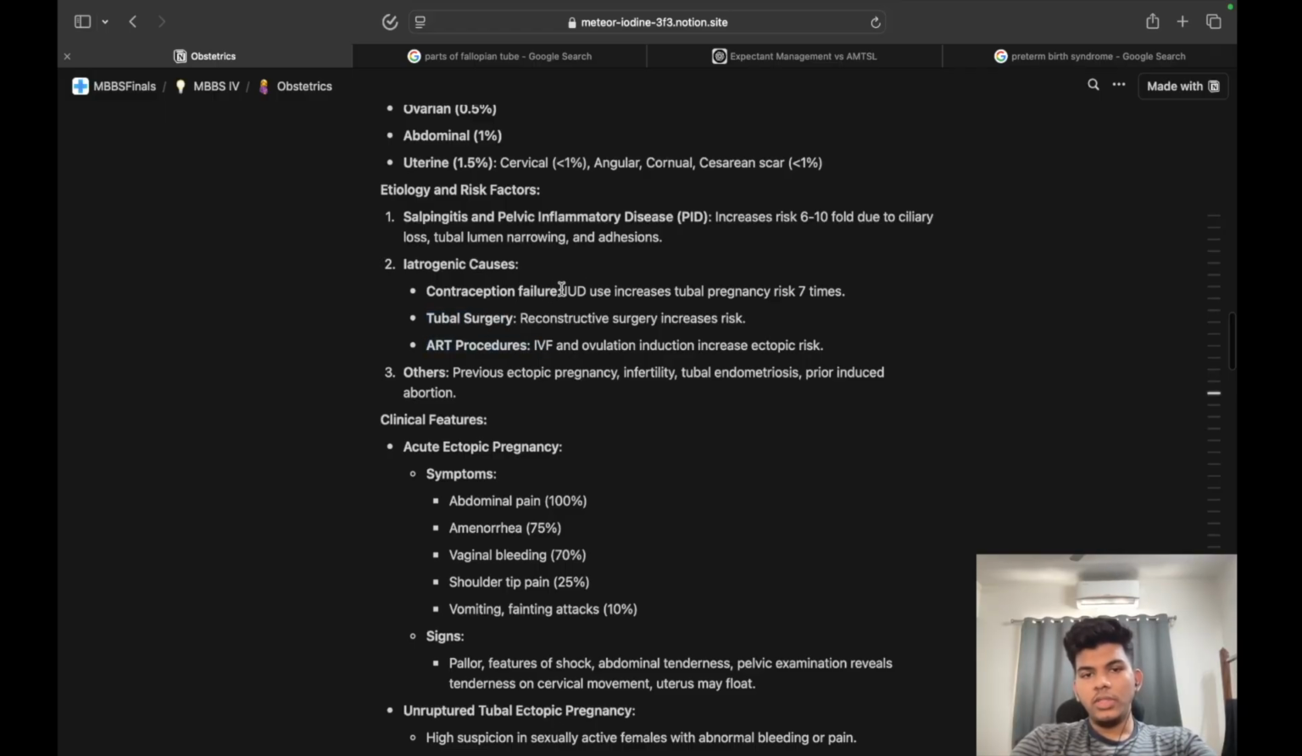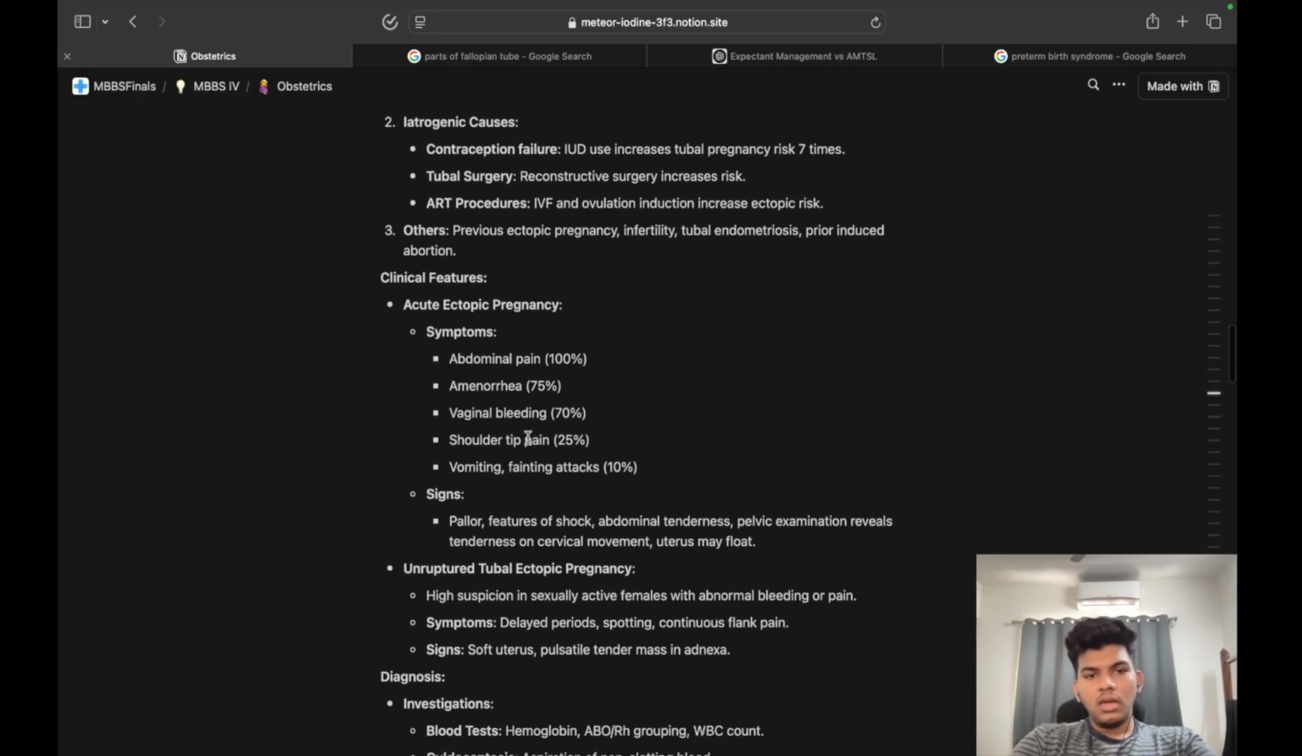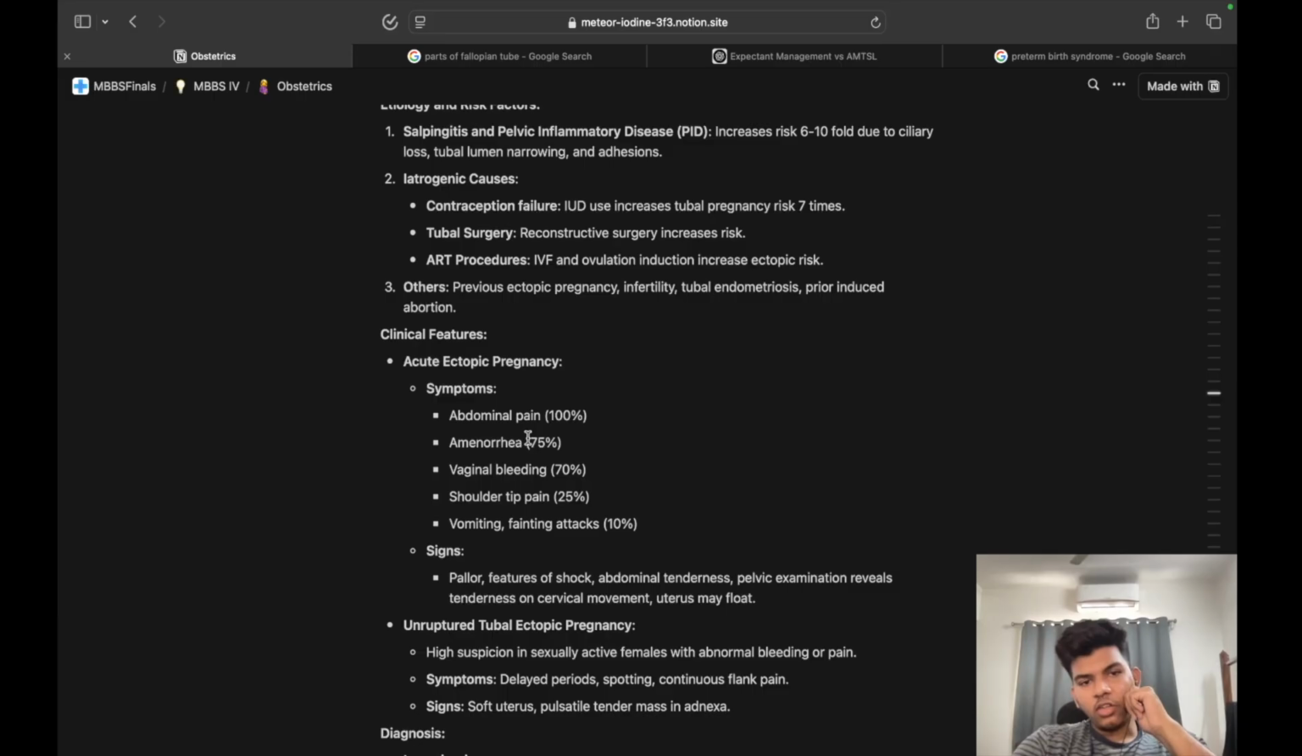IUD use increases the risk of tubal pregnancy by 7 times, and tubal surgery, the reconstructive kind, also increases the risk. ART procedures like IVF and ovulation induction increase ectopic risk. Coming to other risk factors: previous ectopic pregnancy, infertility, tubal endometriosis, prior abortion. So all these things are the causes and risk factors of ectopic pregnancies.